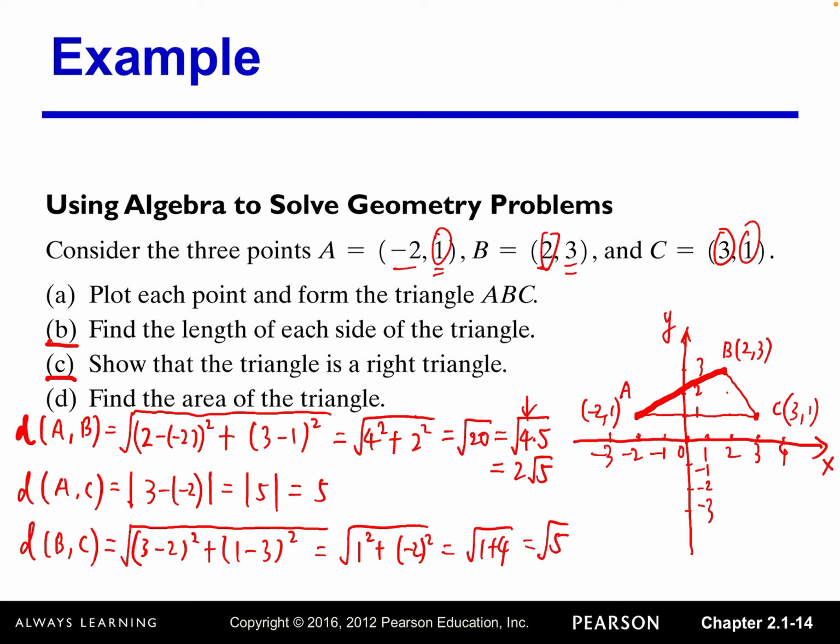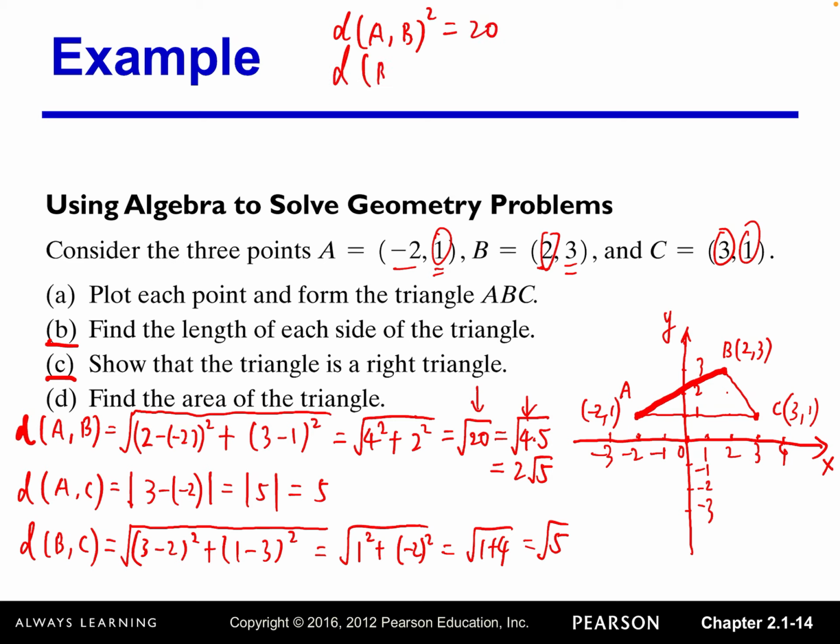Now, part C of the question asks you to show the triangle is a right triangle. If it's a right triangle, it must satisfy the Pythagorean theorem, a squared plus b squared equals c squared. Let's see. Distance AB squared, that's equal to what? We got earlier square root of 20 and then simplified. Squaring that, it equals 20.